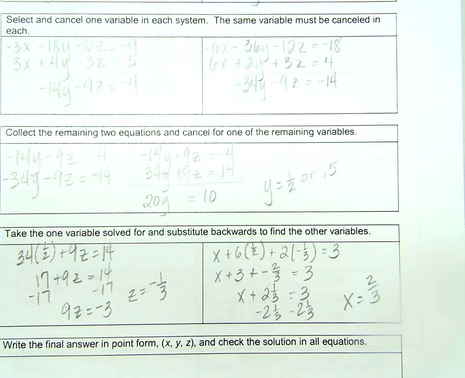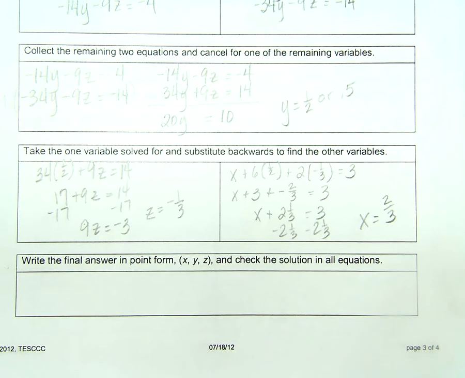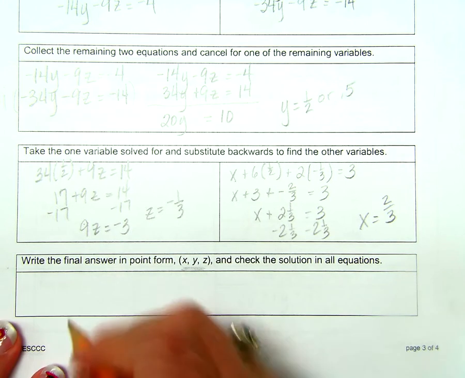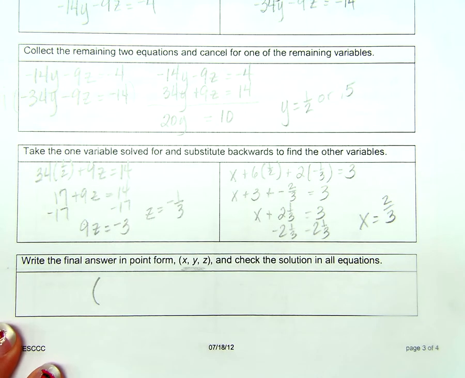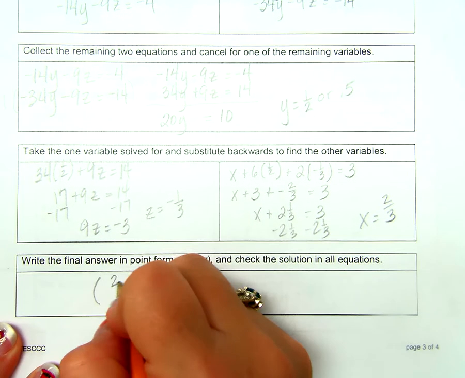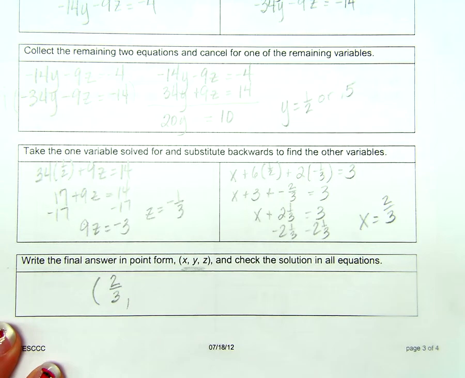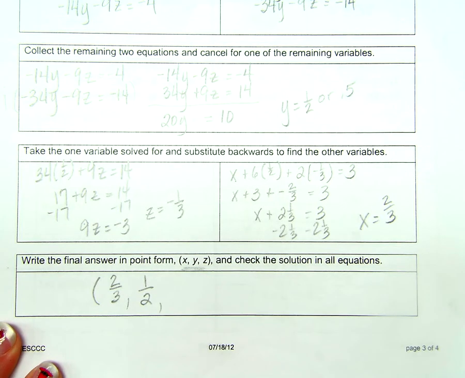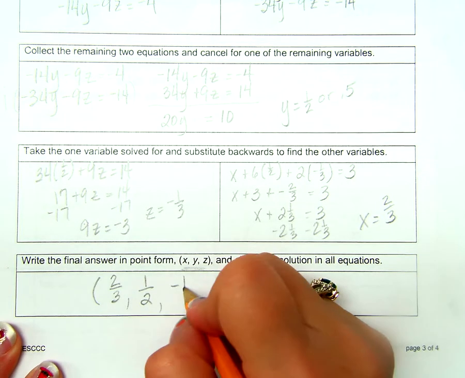Don't you just love fractions? Write the final answer in point form. What kind of point is this called? It's not an ordered pair. Ordered triple. Okay? What's the answer? 2/3. Wait, why is 2/3 first? Because it's x. And then 1/2 because it's y. Done.